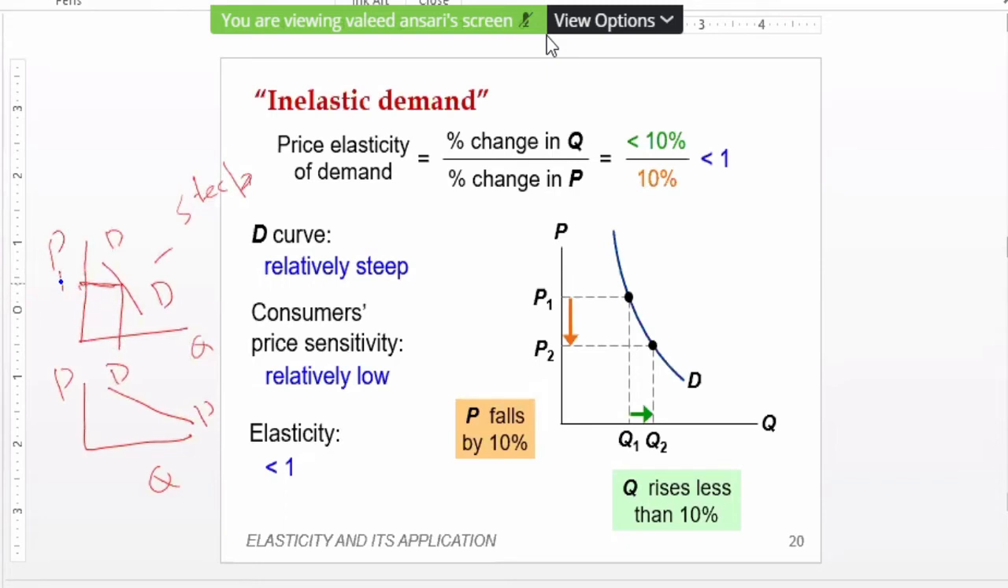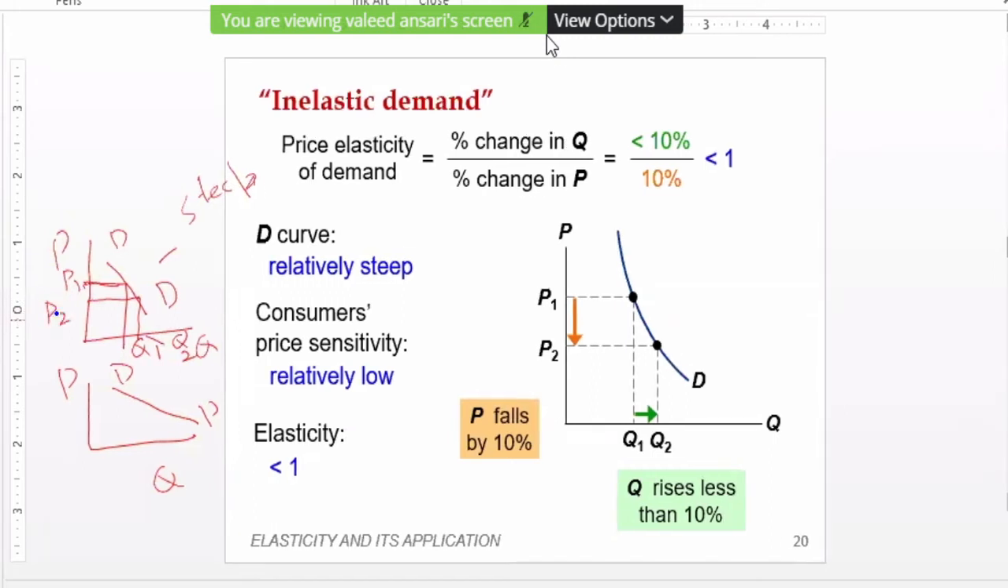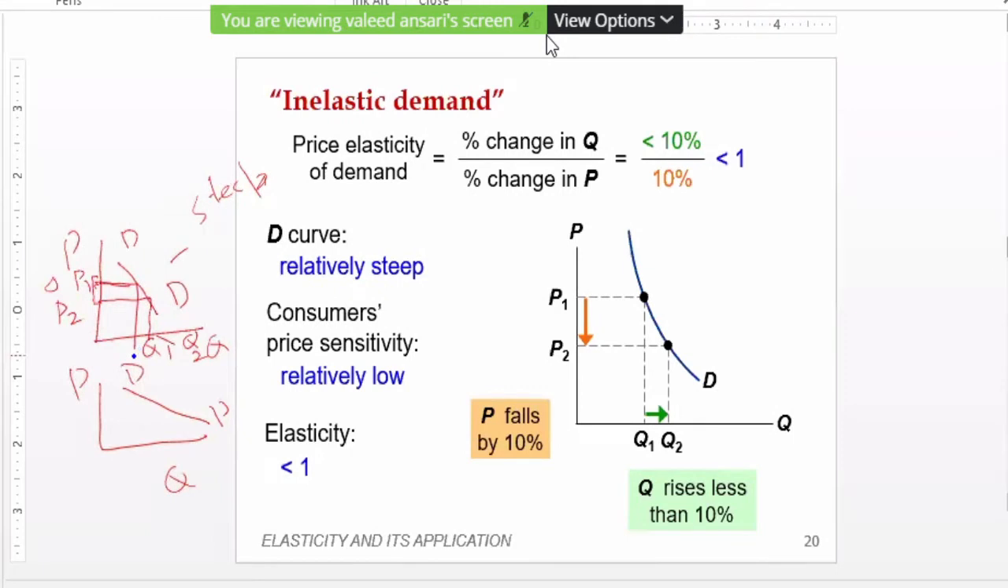Let us say P1 and P1. Now reduce the price. Now here Q2 will be demanded. So you see that the price change is slightly greater and here delta Q is lower, while on the other curve it is more.